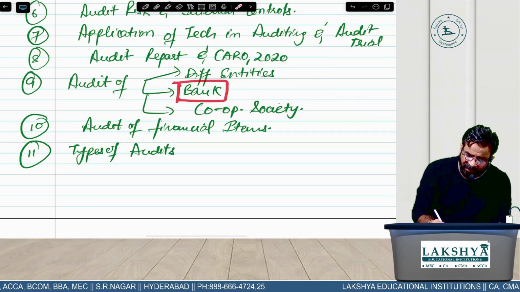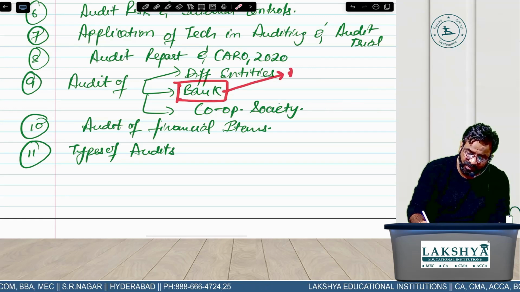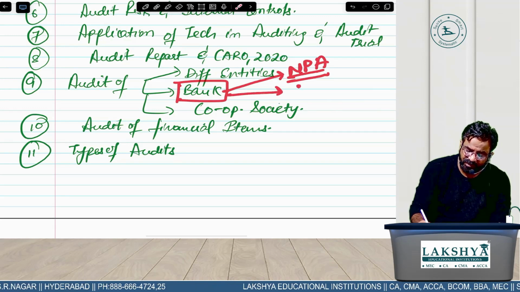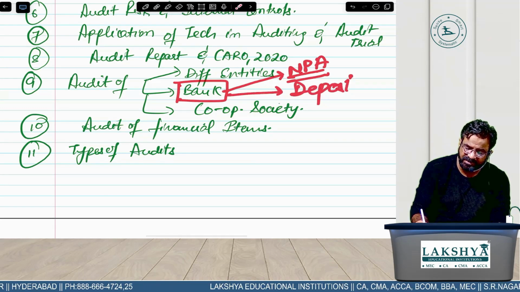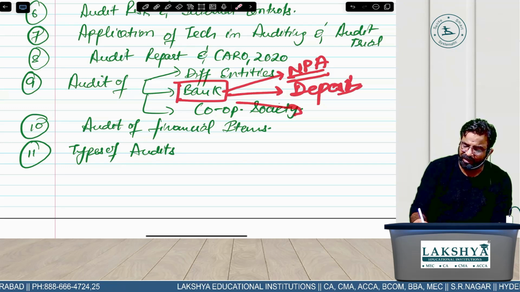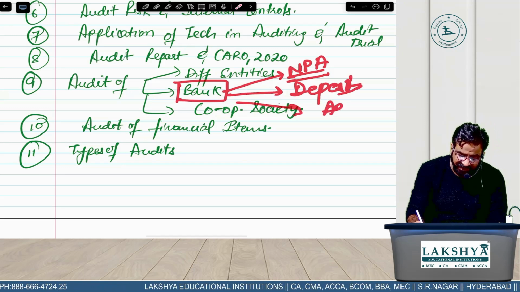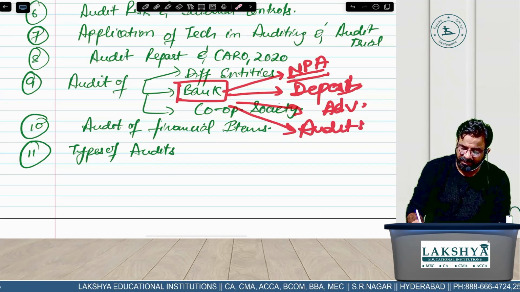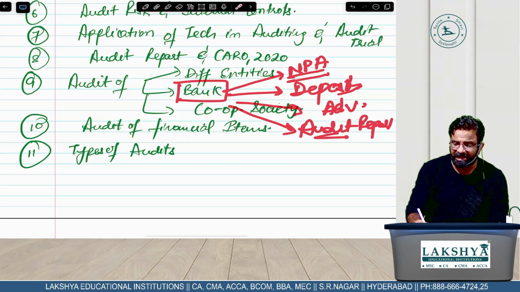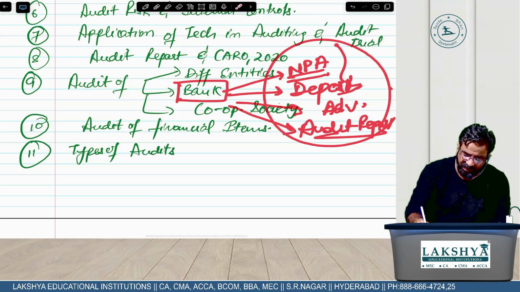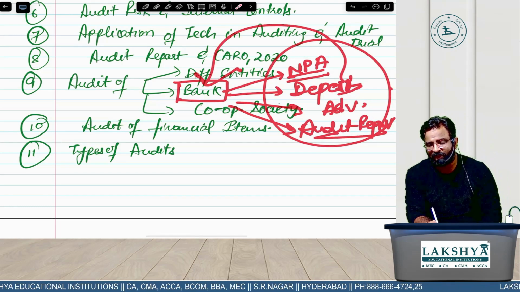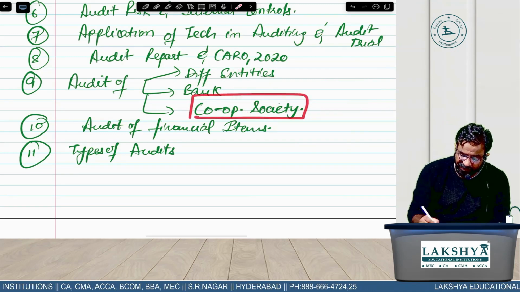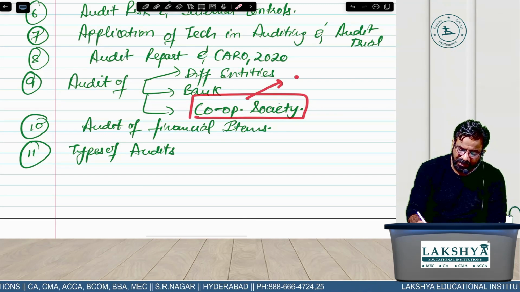Second thing is bank audit. Bank audit means definitely you should focus on NPA, non-performing asset audit. Obviously you should focus on audit of deposits. You should focus on audit of advances, and you should focus upon audit reports of the bank. These are the highly important topics. Any one of that area can definitely come in your subject called what? Audit of banks, right?